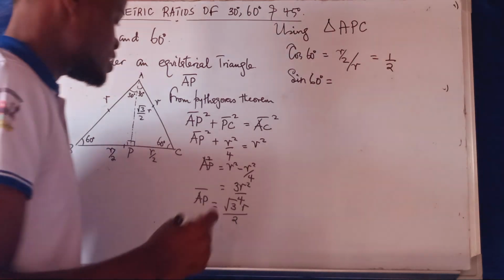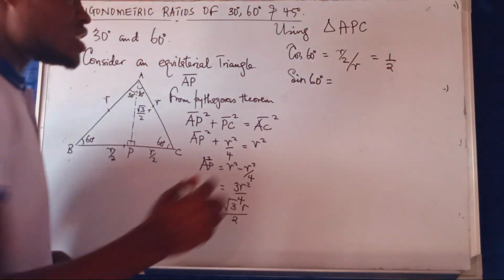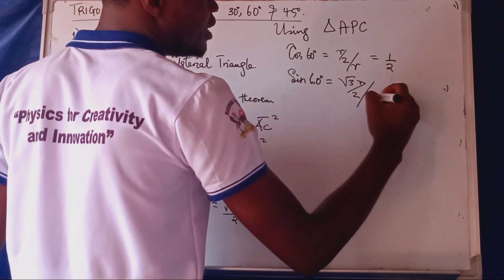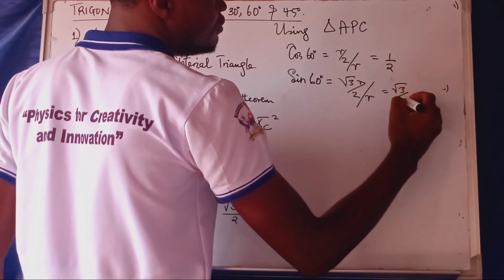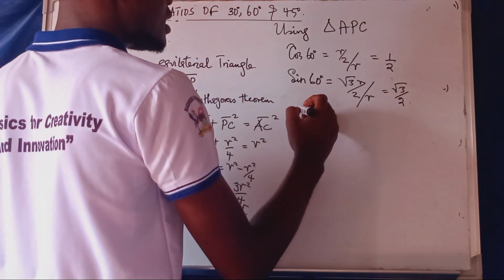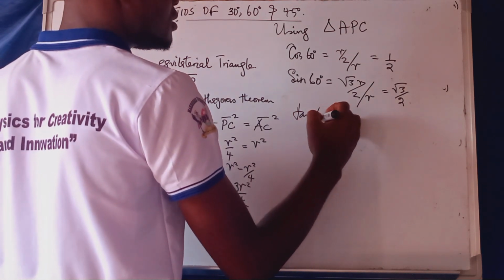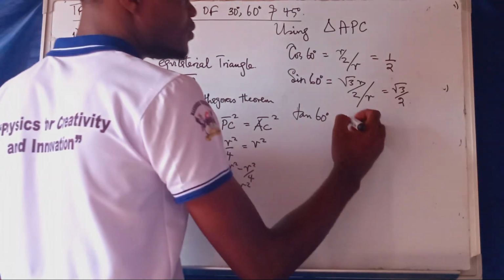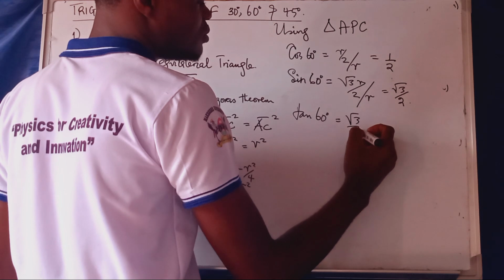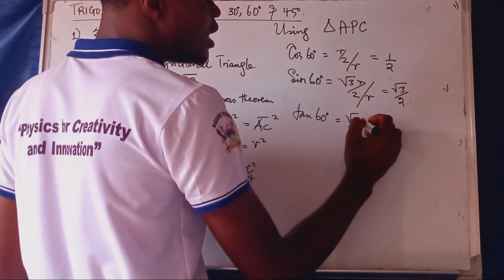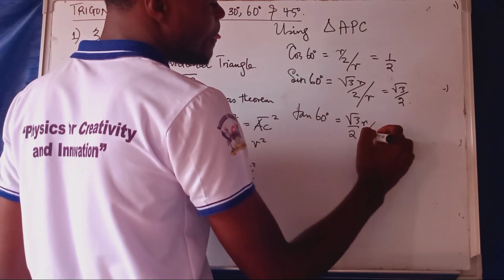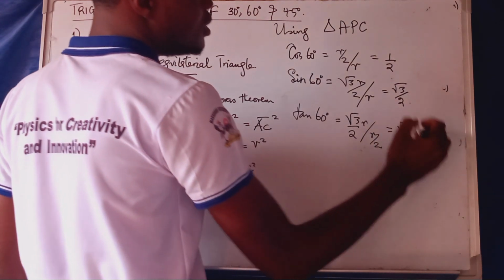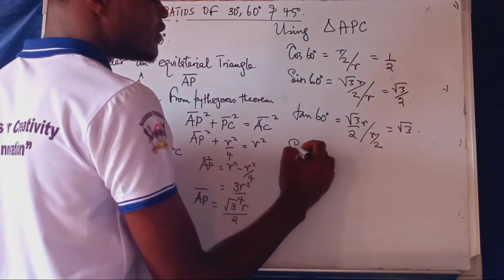What is sine 60? It is the opposite over the hypotenuse, so it is root 3R over 2 divided by R. This is root 3 over 2. What is tan of 60? Tan of 60 is opposite over adjacent, so it is root 3R over 2 divided by R over 2. This is root 3. So what is sine 30?